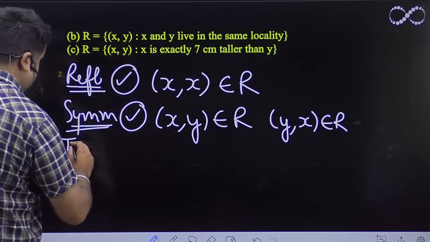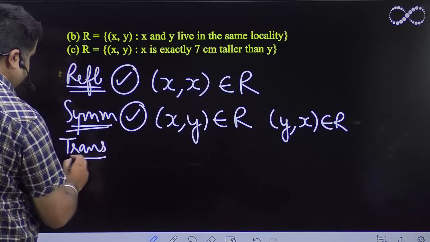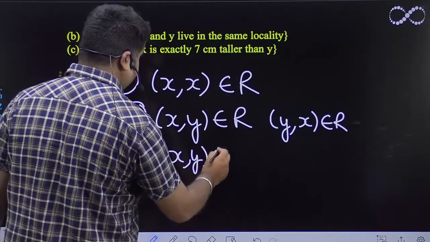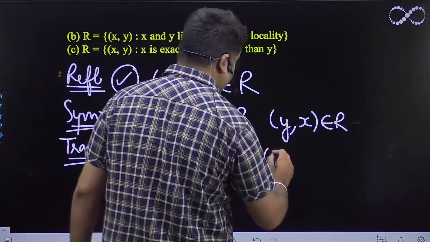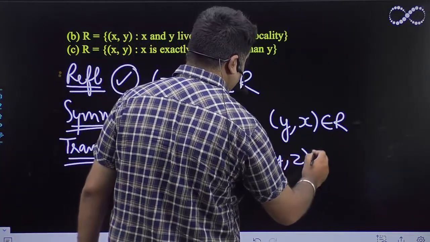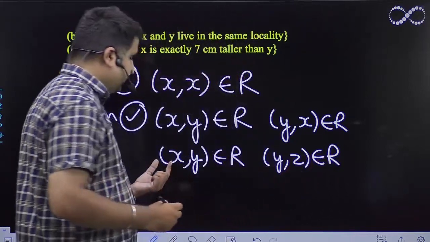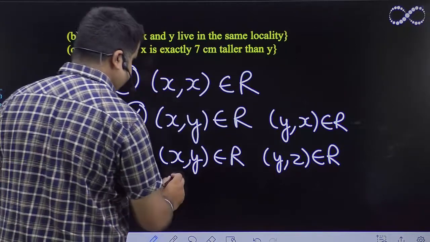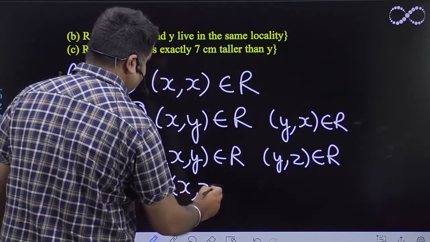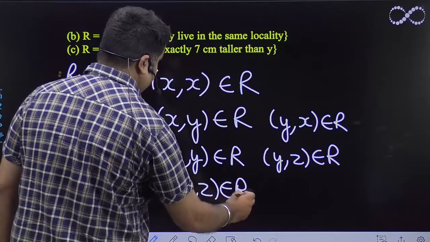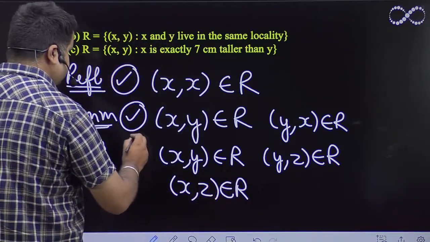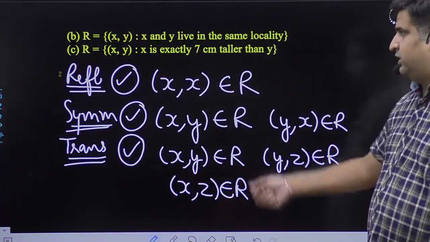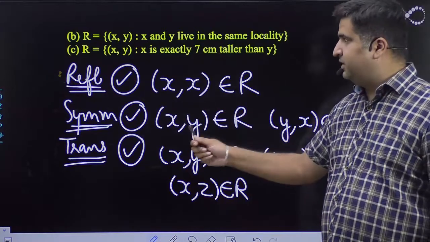Now we'll check for transitive property. If X and Y live in the same locality, similarly Y and Z live in the same locality. Therefore, X, Y and Z, all three will belong to the same locality. So X and Z also belong to R. So this is also a transitive relation. So this is an equivalence relation: reflexive, symmetric and transitive.